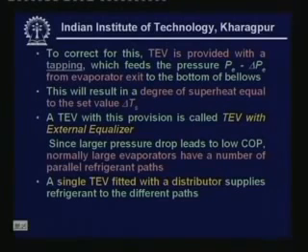So a single thermostatic expansion valve fitted with a distributor supplies refrigerant to the different paths. That means if you have an evaporator with multiple paths, you don't have to have many thermostatic expansion valves. A single expansion valve is enough, but you have to use a distributor along with the thermostatic expansion valve, which will distribute the refrigerant into different paths.